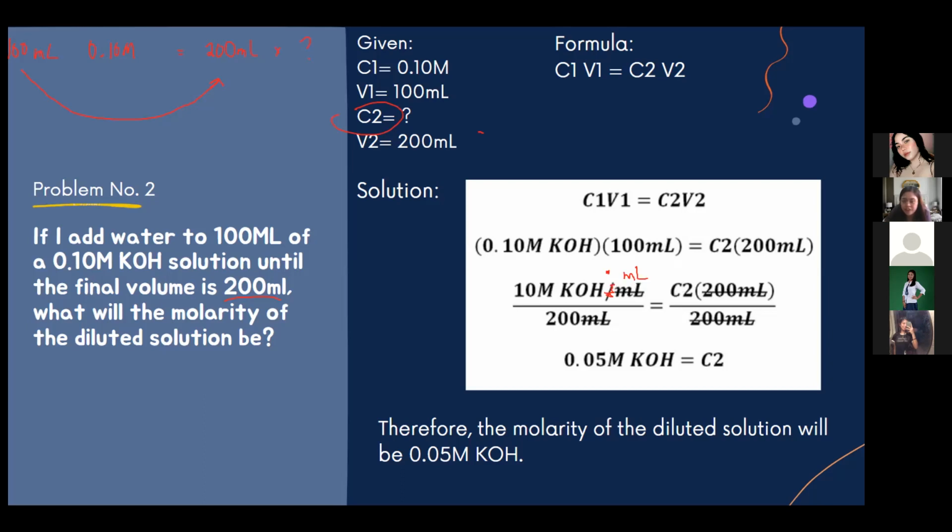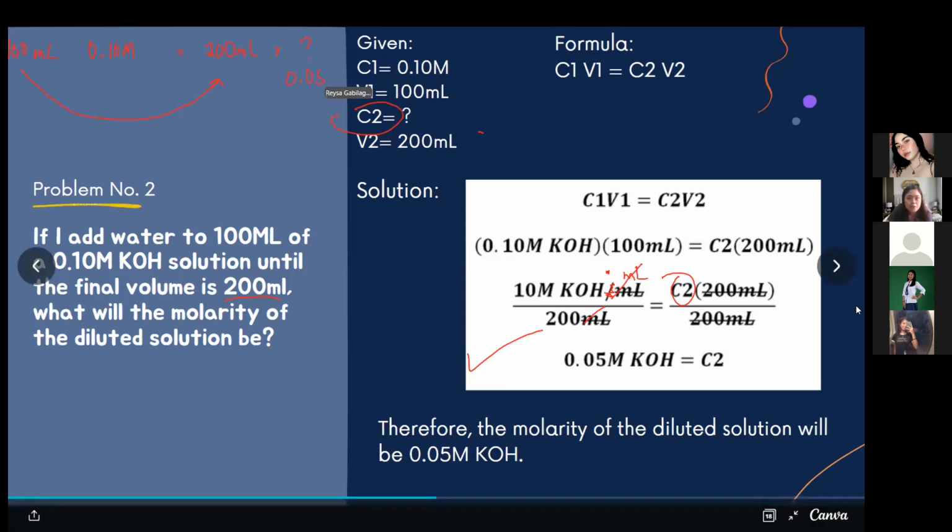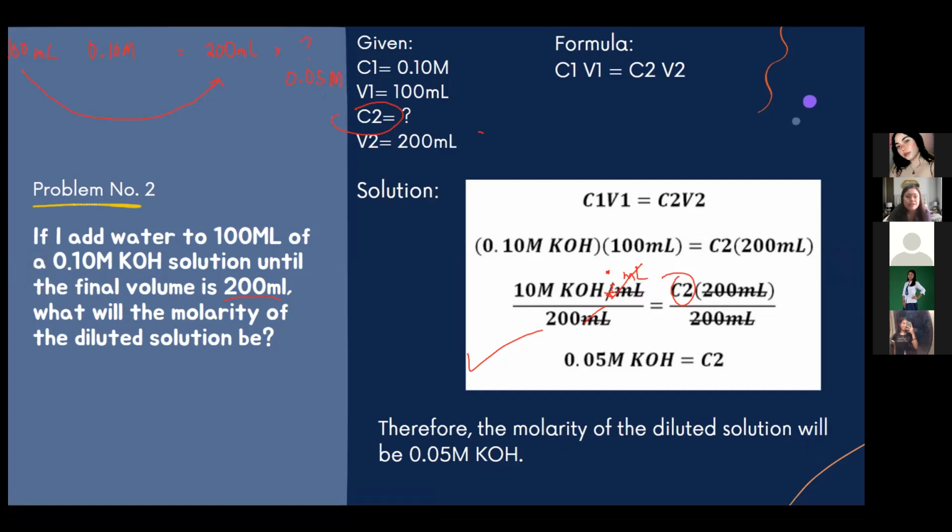But for this one on the other side, C2 times 200 ml, you cannot multiply this. So instead, let's divide both sides by 200 ml to isolate the C2 because that is what we are looking for. And then cancel the ml here on the other side. You will be left with the unit molar because that's the unit for our concentration. So 10 divided by 200 is yes, 0.05. So again, the new solution will have a concentration of 0.05 molar.